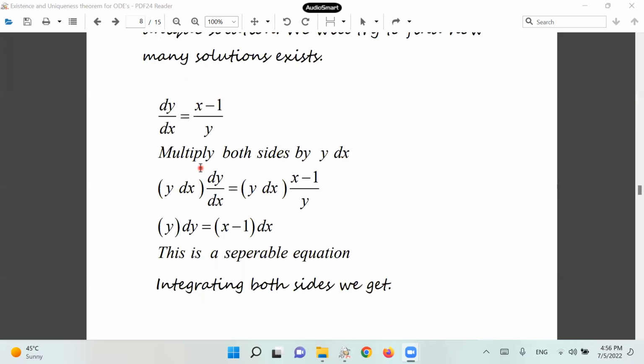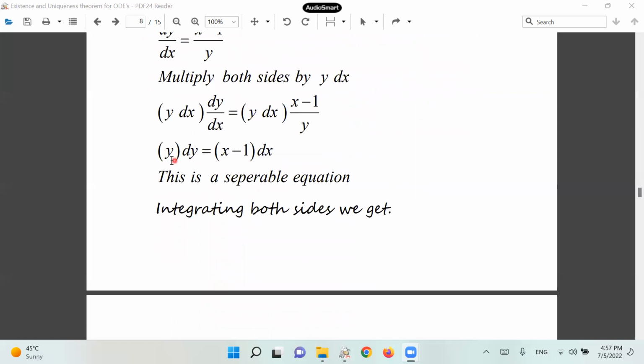In order to find that also, again, we are going to first find the separable equation. So multiply both sides by y dx, so that these denominators are going to be cancelled. So we will get y into dx into dy by dx equals, multiply this side also by y dx. So in the end, we will get y dy equals x minus 1 dx.